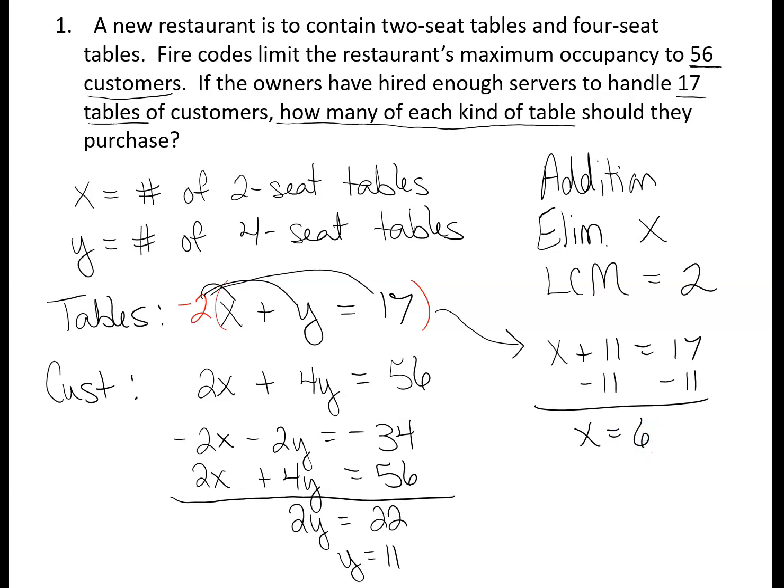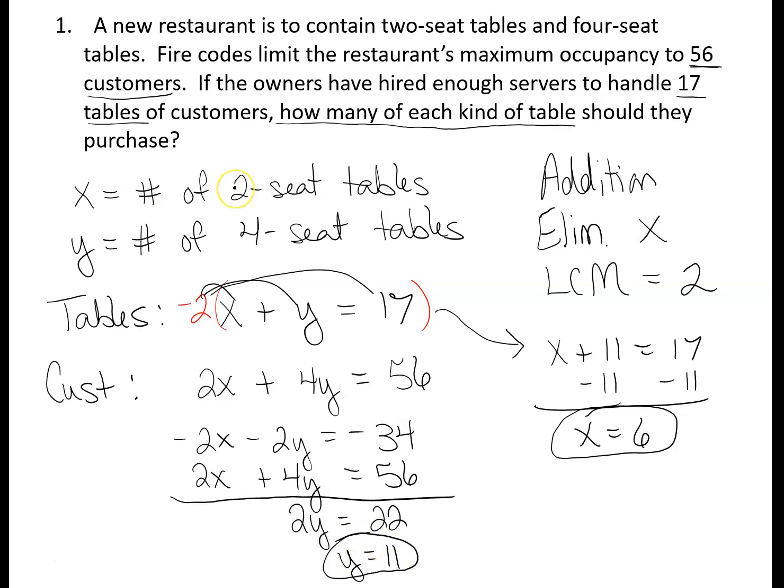Now, when we're solving a word problem, you do not have to write it as an ordered pair. We just wanted to answer how many of each kind of table should they purchase. If you've already stated that x is 2-seat tables, I'll let you just box in that x is 6 and then y is 11.